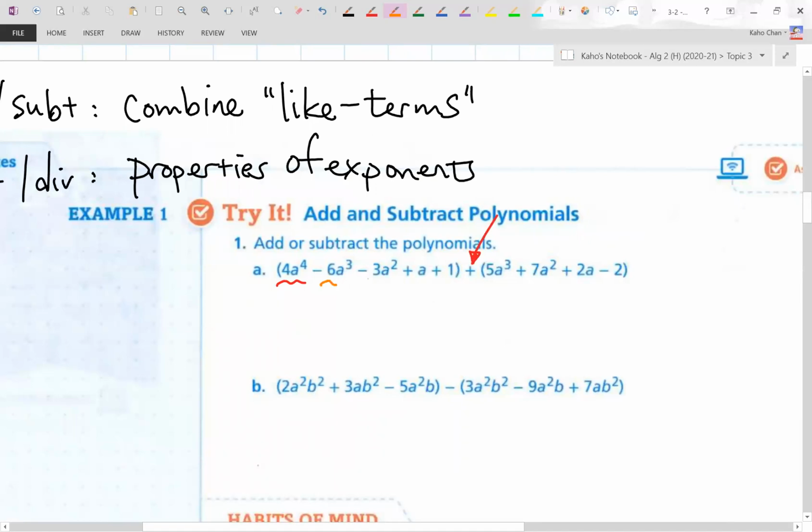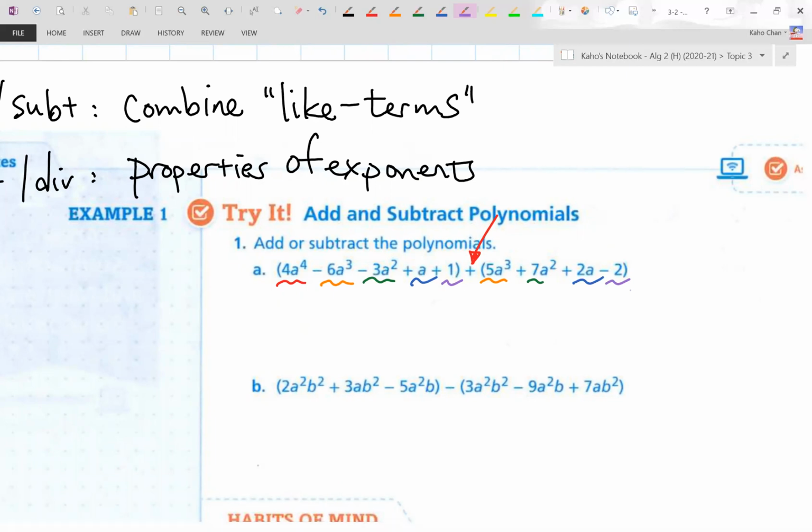How about a cubes? A to the third, oh look, I'm going to use orange there to signify those are like terms. A squares, I'm going to use green. A's, I'm going to use blue. And the constants, I'm going to use purple. And now all I'm doing is combining like terms.